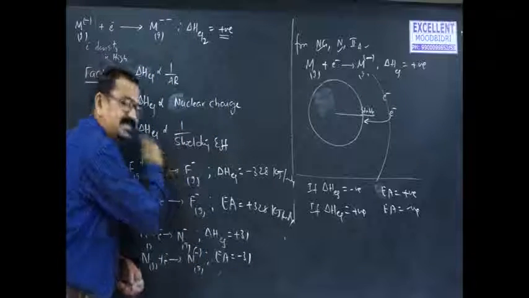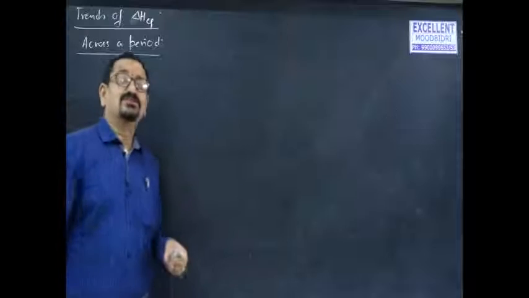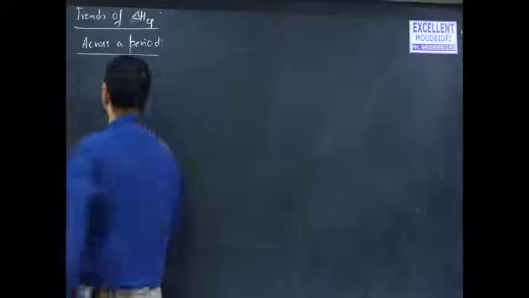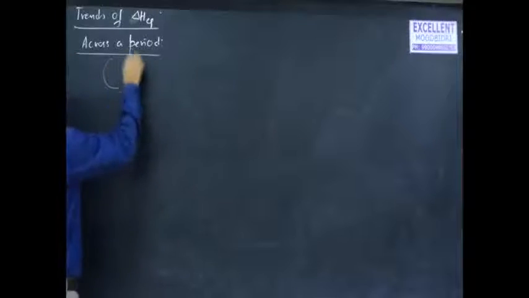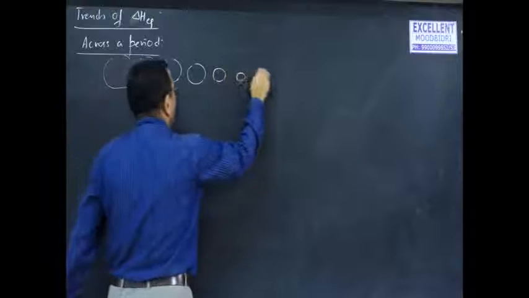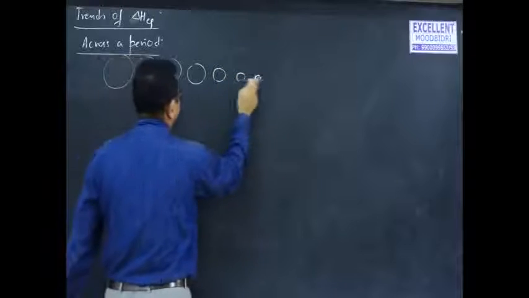Now, let us see the trends of electron gain enthalpy across a period and down the group with the help of these factors. These trends also depend on atomic radius. Across a period, how does atomic radius vary from left to right, atomic radius 1, 2, 3, 4, 5, 6, 7.